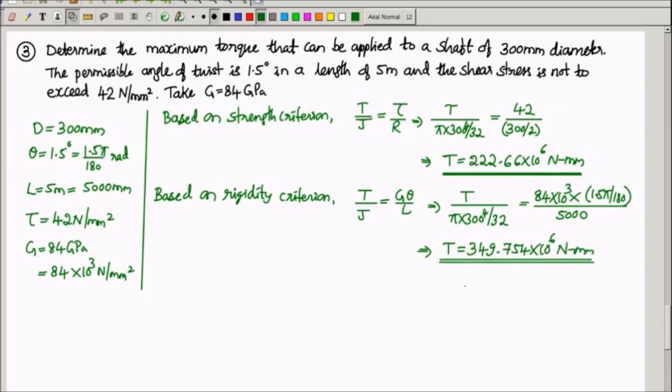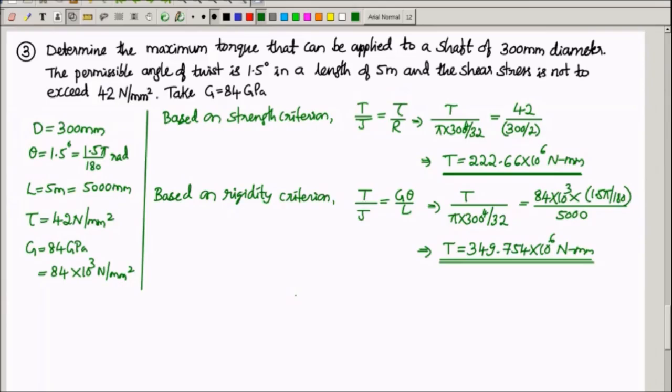Now again we have two values. See, for diameters we have taken the maximum value because we want the shaft to be safe in both the criteria. It is not the diameter now, it's a load. Torque is nothing but the load on the shaft. If I take 349.754 as the torque that can be transmitted through the shaft, the tau will exceed 42. Tau should not exceed 42. So you have to go for the minimum value. When it is load, you have to choose the minimum of the two what you get. When it is dimension, like diameter, you have to choose the maximum. You have to be very clear in this.